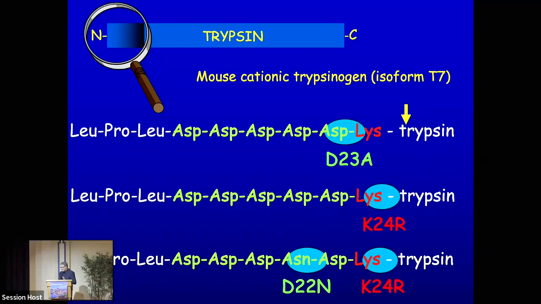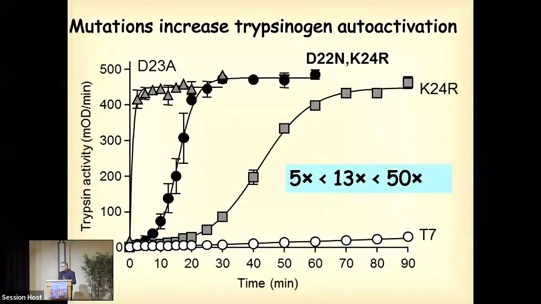If you look at this, this is a test tube experiment for the 3 constructs. So each mutation drives autoactivation of trypsinogen to a different degree. So the mildest mutation increases activation 5-fold, the strongest 50-fold, and there's a mutation in between about 13-fold. And in this particular time course, the wild type trypsinogen, which is denoted T7, hasn't even started activating yet.